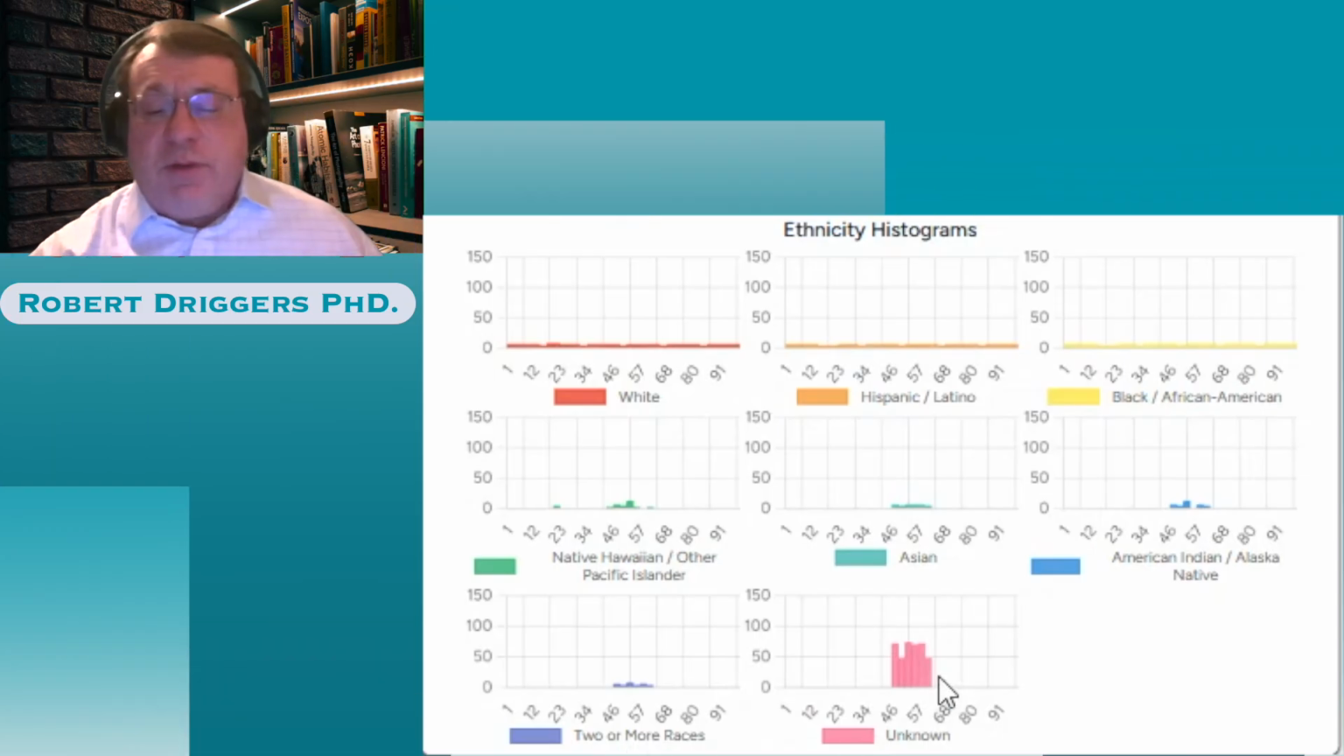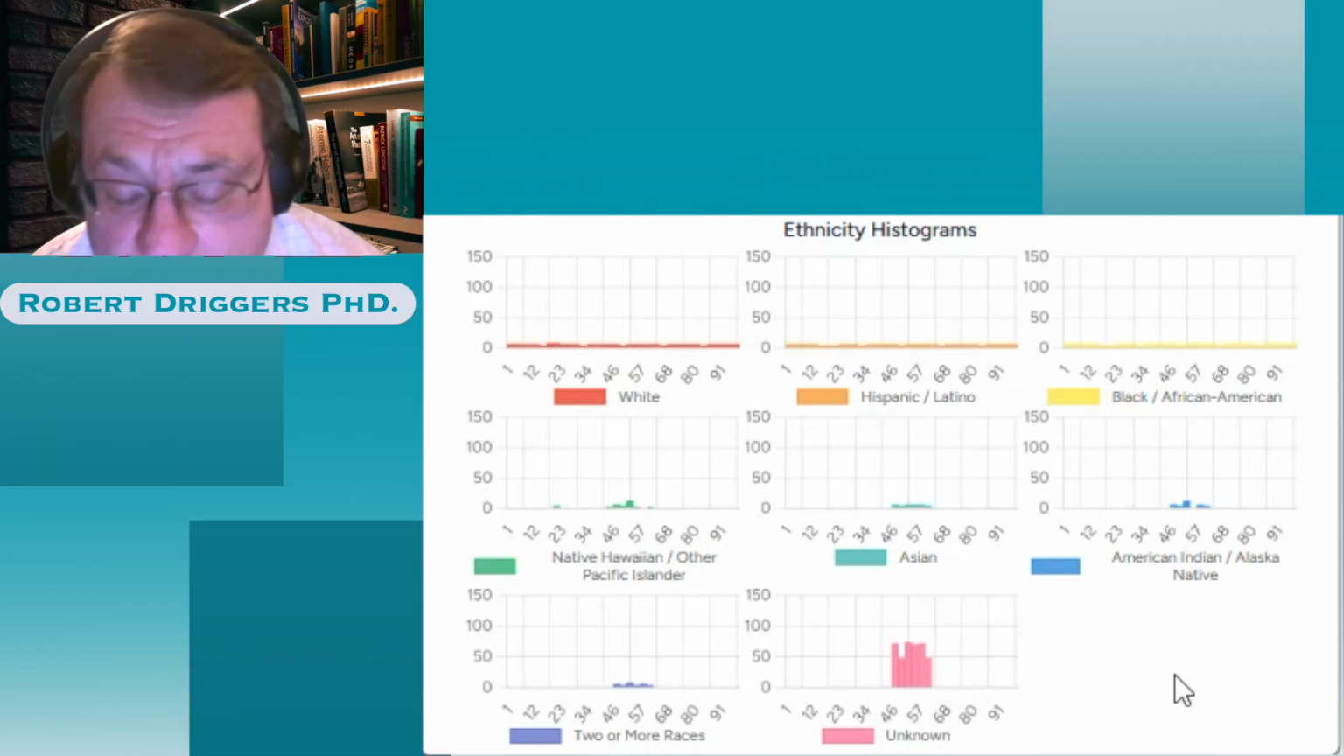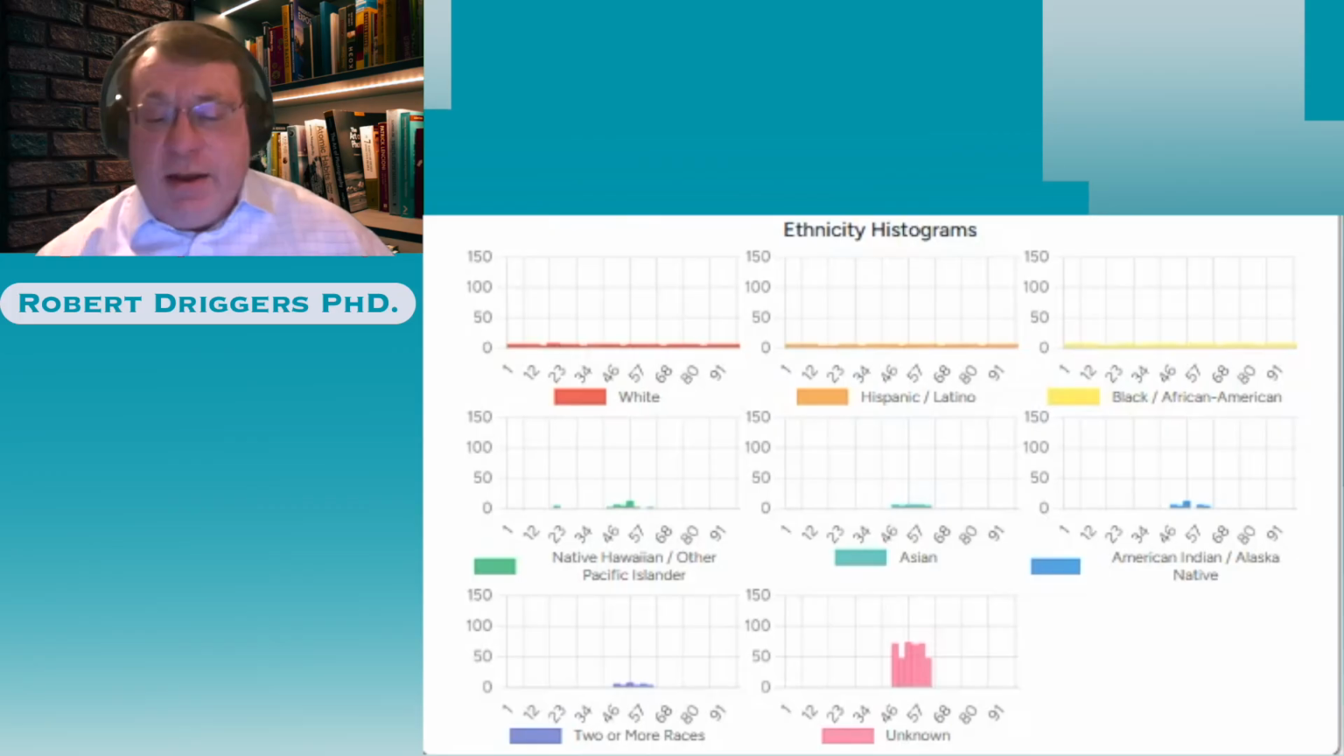But then look at unknown. Something different's happening here. Notice how all the data are gathered in the center and how this is a large group.